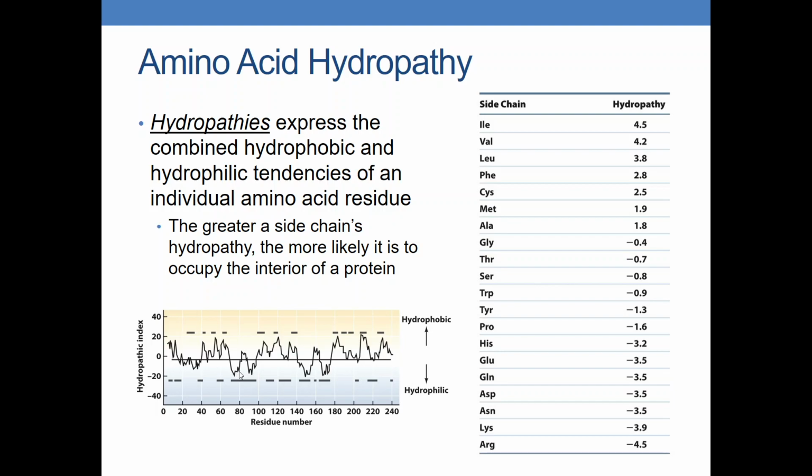And then you'll find a stretch where you've got some negative values. This is probably something that is solvent accessible. It's probably on the surface of the protein. Then you've got another stretch that has more hydrophobic in nature. And on the end here, there's a bunch of stuff that is more hydrophobic in nature also.